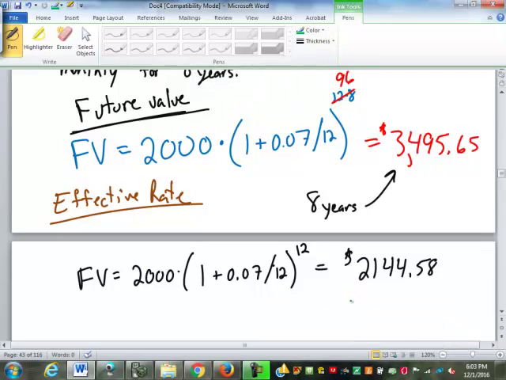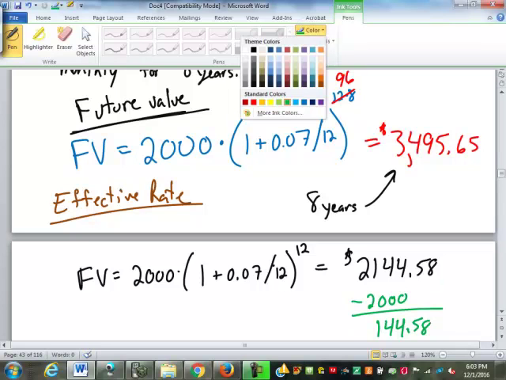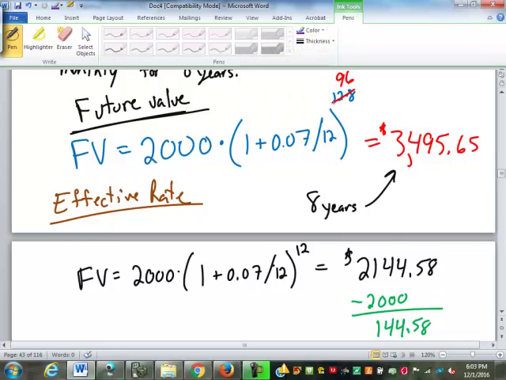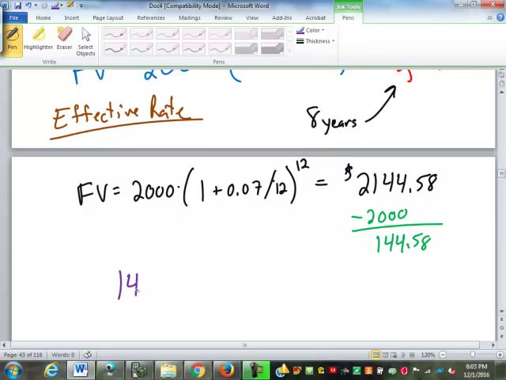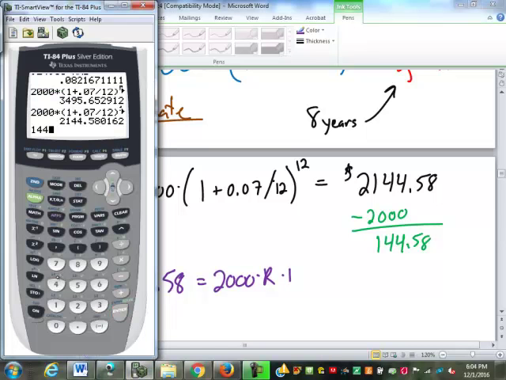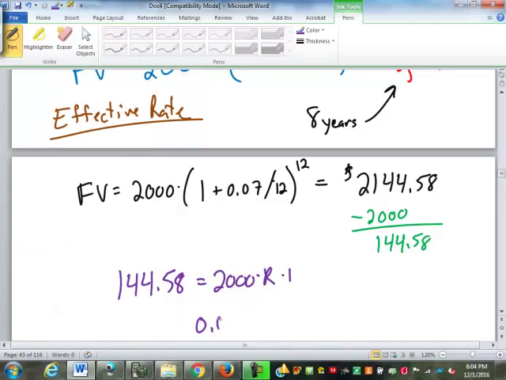I realize some of you are still working, but see if you can stay ahead of me. Subtract the 2,000 principal to get 144.58 interest. So it's 144.58 equals 2,000 times R times 1. So it's just 144.58 divided by 2,000. 0.07229 is our rate. So that is 7.23%.